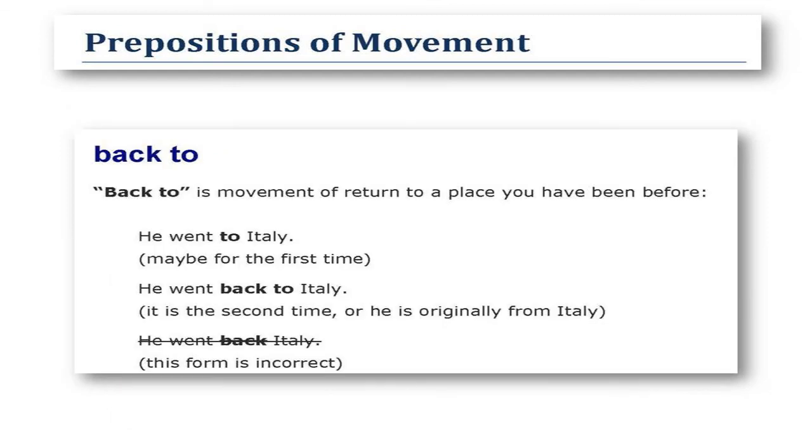Back to. Back to is movement of return to a place you have been before. He went to Italy, maybe for the first time. He went back to Italy. It is the second time, or he is originally from Italy. He went back Italy is incorrect.